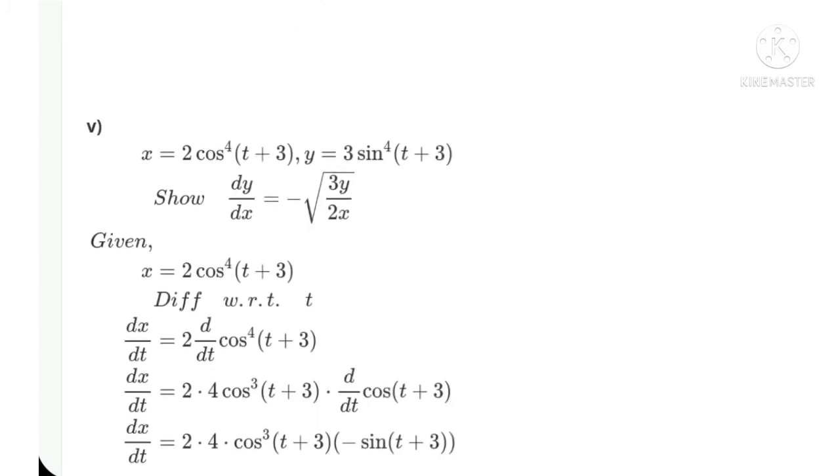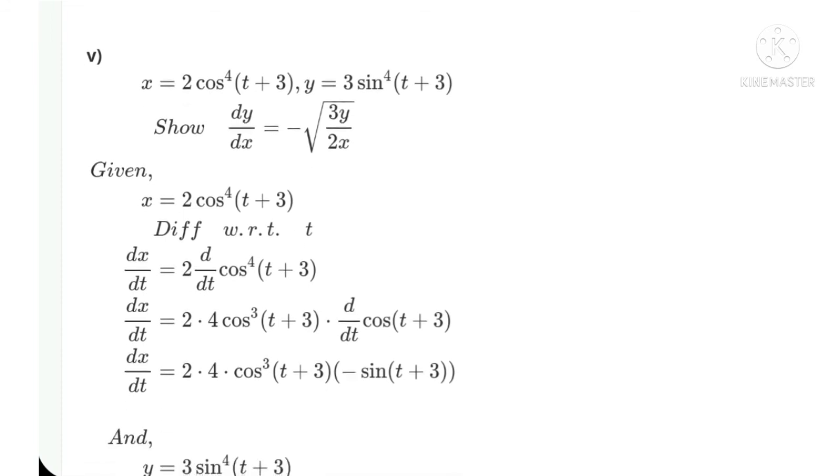Next, fifth one, x is equal to 2 cos raised to 4 into t plus 3 and y is equal to 3 sin raised to 4 t plus 3. Then we have to show that dy by dx is equal to minus root 3y upon 2x.